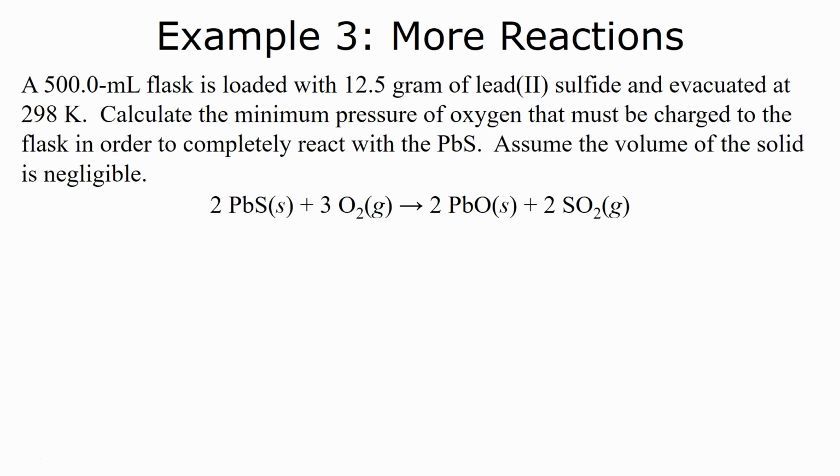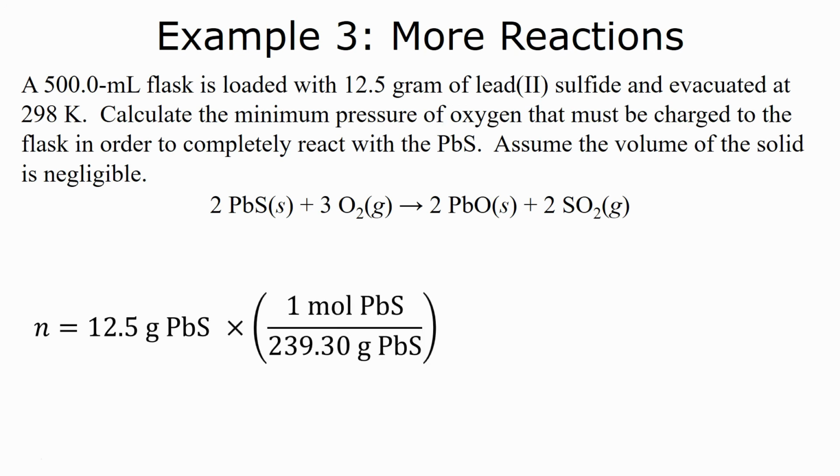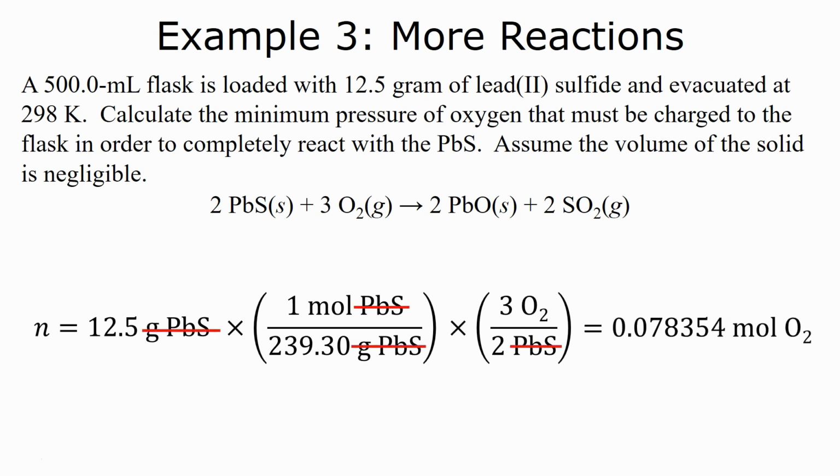So again, this is just a stoichiometry problem. Start with the mass we've been given. We're going to convert this 12.5 grams of lead sulfide to moles, and then we're going to use the reaction stoichiometry. We need 3 moles of oxygen for every 2 moles of lead sulfide. And so now we have the moles of gas that we need to charge to this flask. And from here on out, it's just an ideal gas equation.